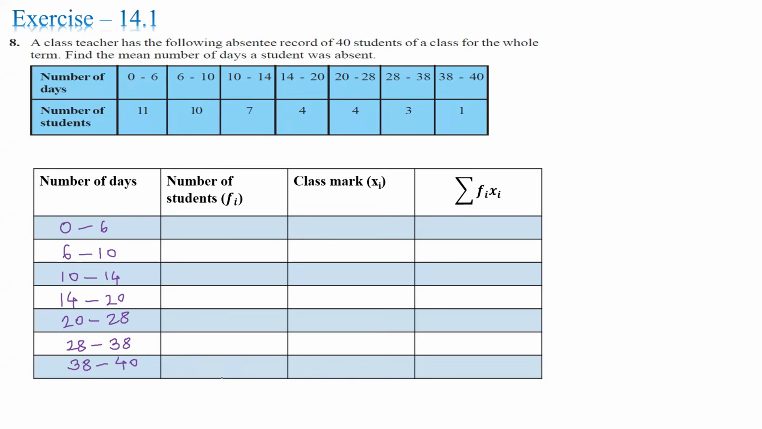Here you use the direct mean method. See here in the range, I find that there is a problem. First range, there is a gap of 6. Then there is a gap of 4. Then there is a gap of 4. Then there is a gap of 6. So use assumed mean method only. Okay, you will use assumed mean method only.